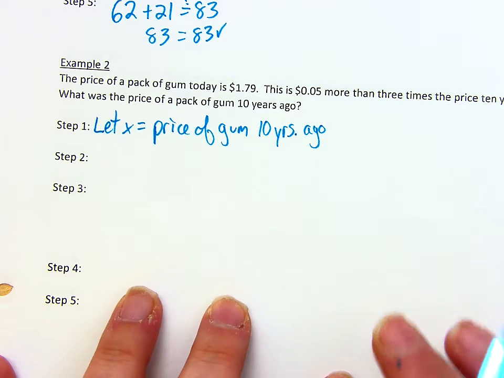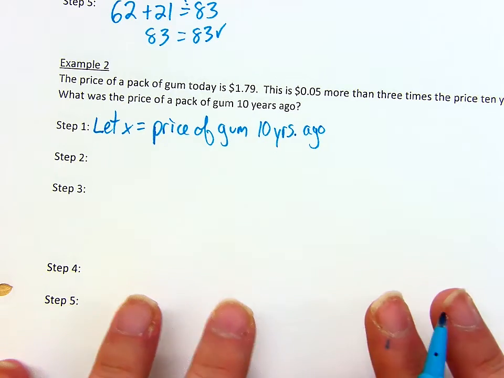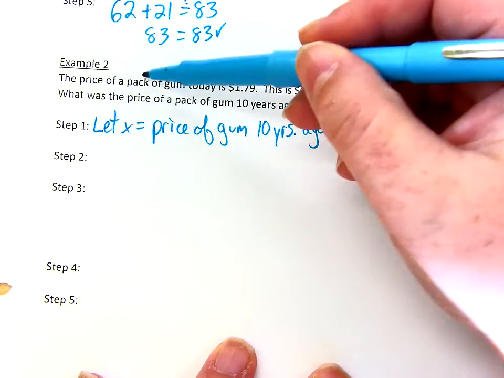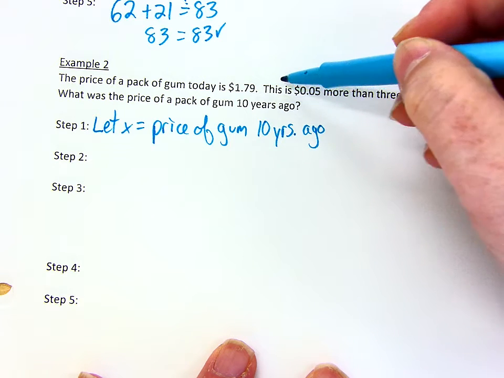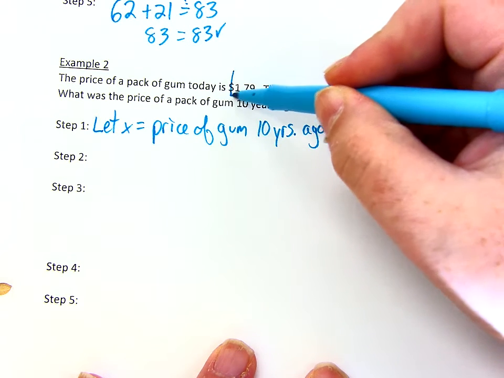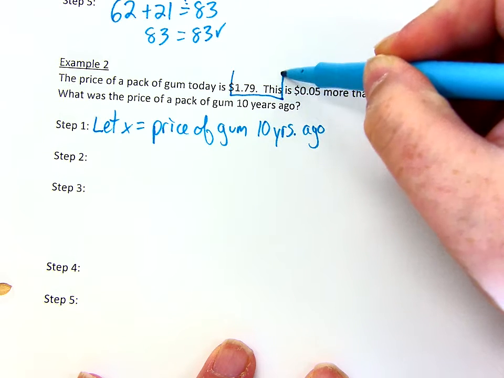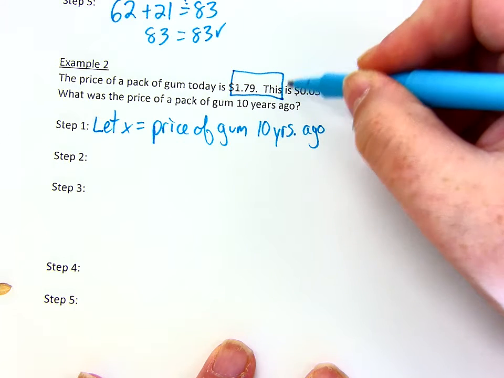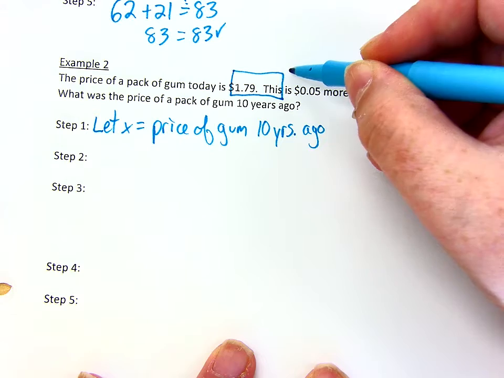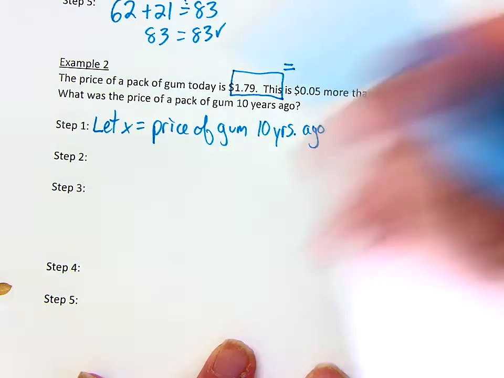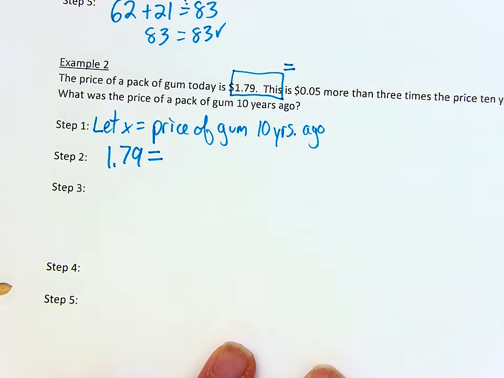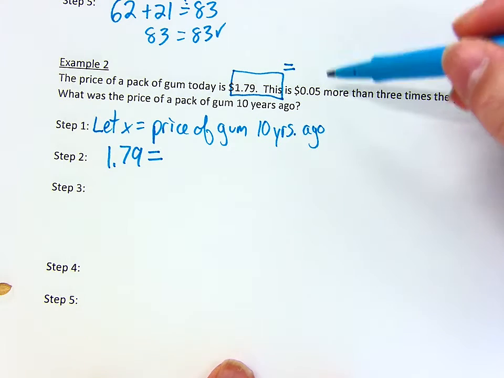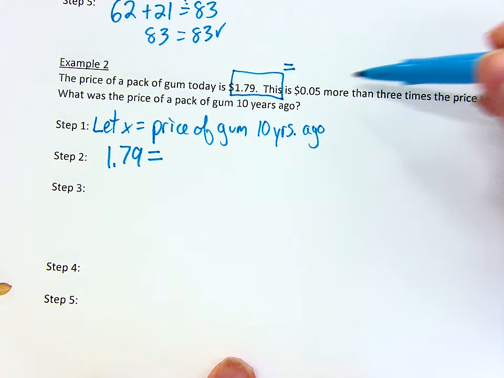I'm literally going to change all their words into math, just one at a time. The price of a pack of gum today is $1.79. This is, okay, so $1.79 is this, right? That's what they're talking about. Is, what's is in math? Equals. So that's how I'm going to start. $1.79 equals. Now, I just have to change the rest of this into math.